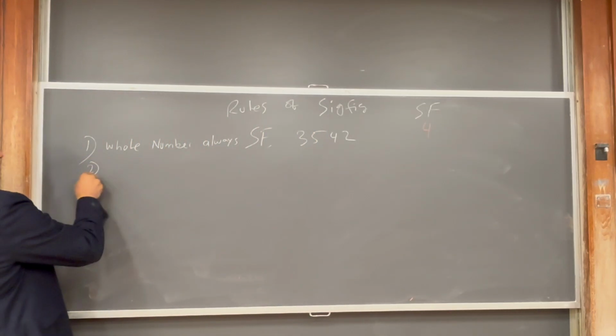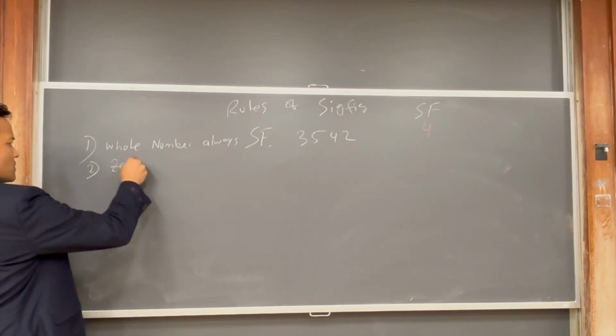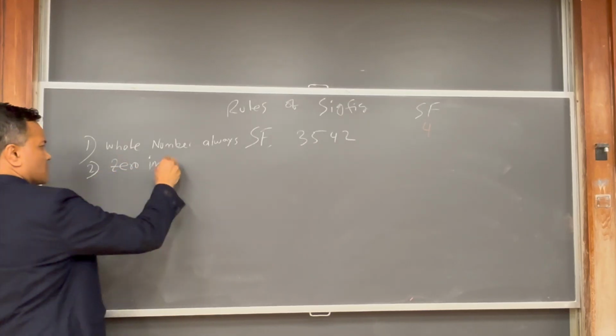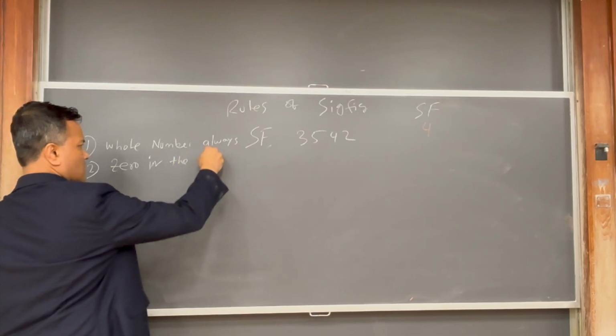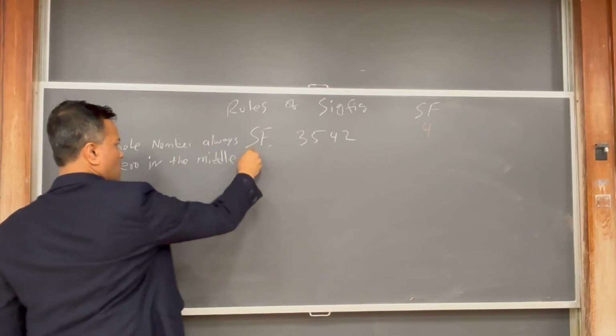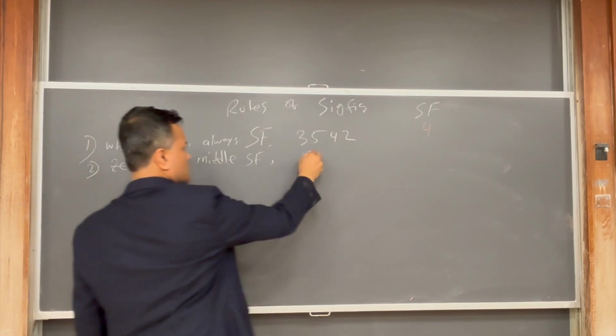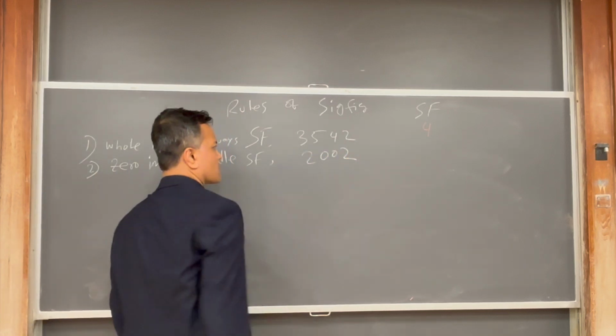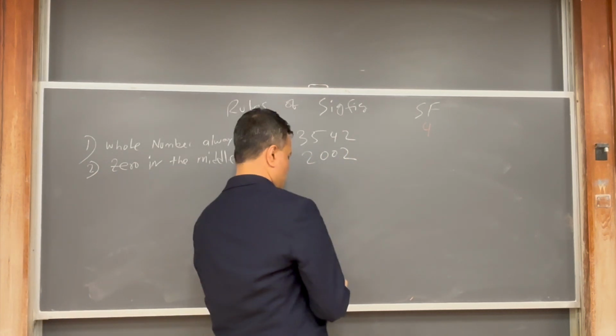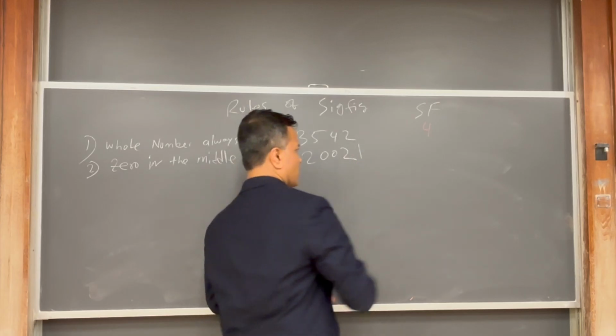Rule number 2: a 0 in the middle is always sig fig. 2002. How many sig figs? 4. Or 20001. How many sig figs? 5.